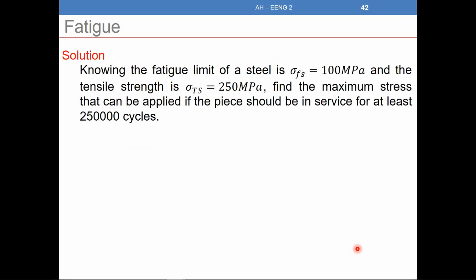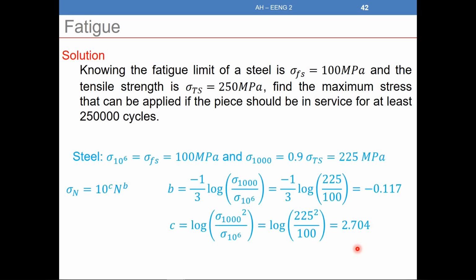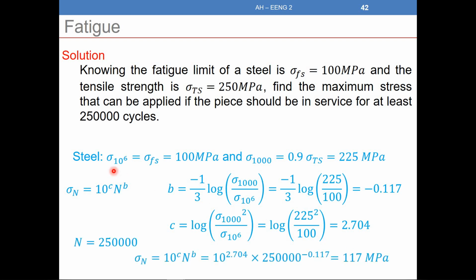Another example here. So this is the detail of the solution that I just showed. For steel, we have sigma 10 power 6 equal to sigma fs, and sigma 1000 is 0.9 sigma ts. I can find B and C directly. I know that n is equal to 150,000, so I can find the sigma n. This is the same example that I just showed.